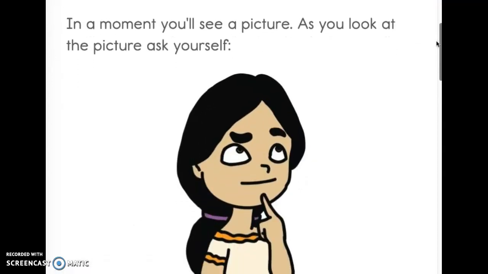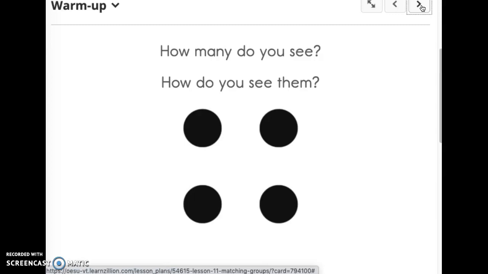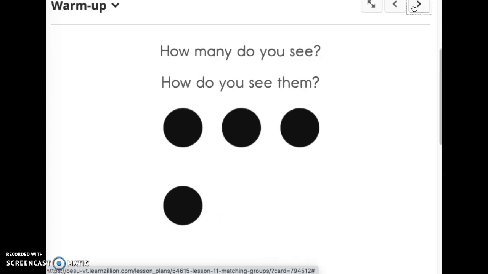In a moment, you'll see a picture. As you look at the picture, ask yourself, how many do you see and how do you see them? We'll take 30 seconds of think time. How many dots do you see and how did you see them?